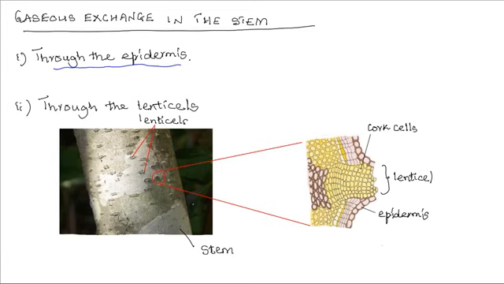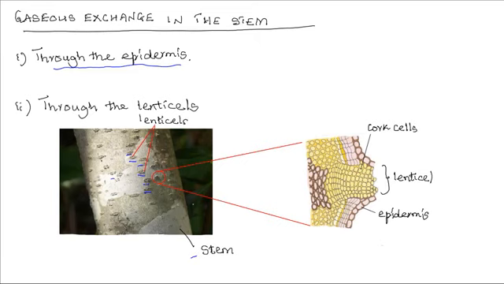But in the older part of the stem, where the bark forms, gas exchange occurs through specialized structures known as the lenticels. Lenticels are openings found on the stems and roots of some woody plants. So if you look at this stem here, these are the lenticels found on the stem of this particular plant.